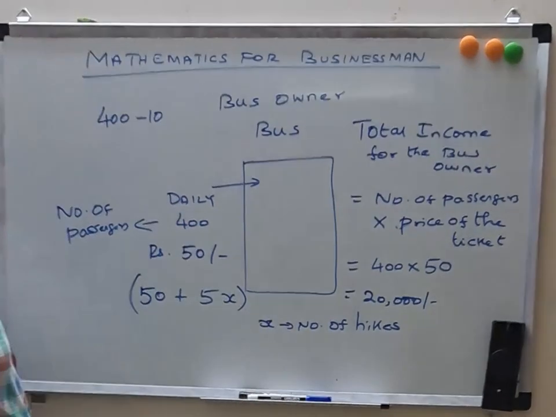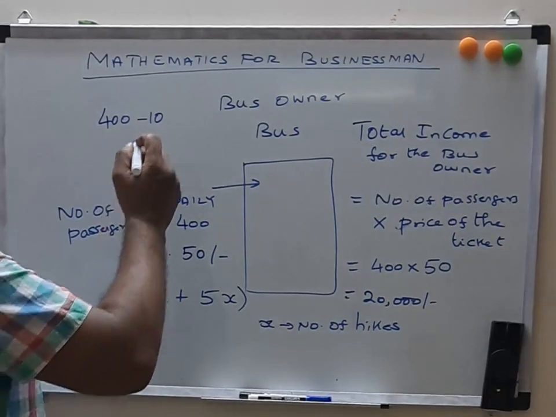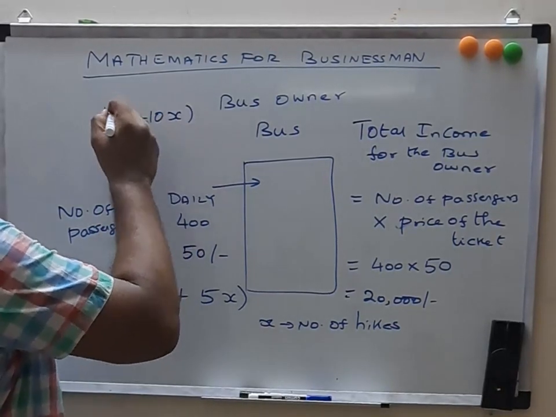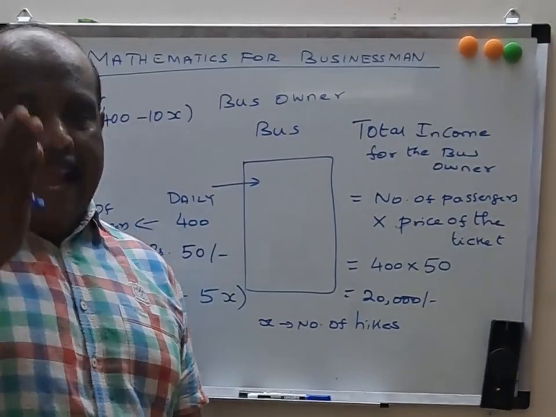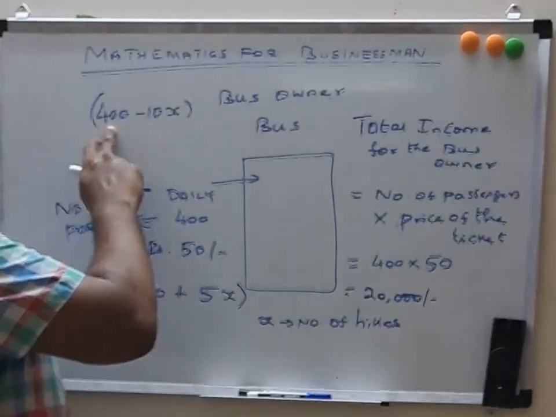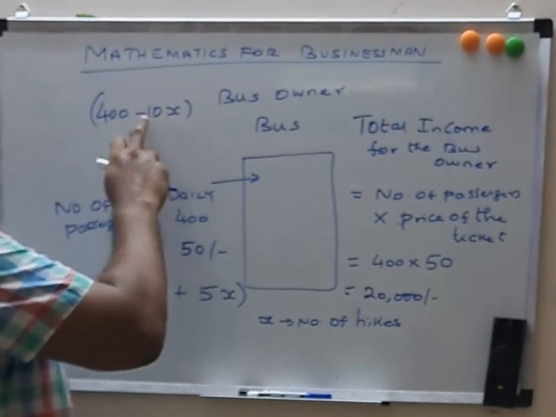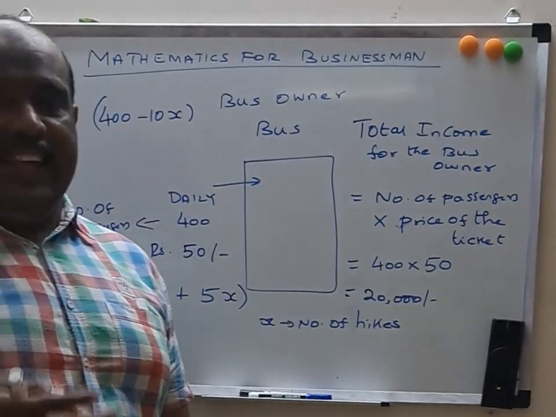Now, what will happen to the number of passengers traveling? It will become 400 minus 10 into x. Why? If I raise the price one time, my passengers will be 400 minus 10 into 1. So 400 minus 10 will be 390.